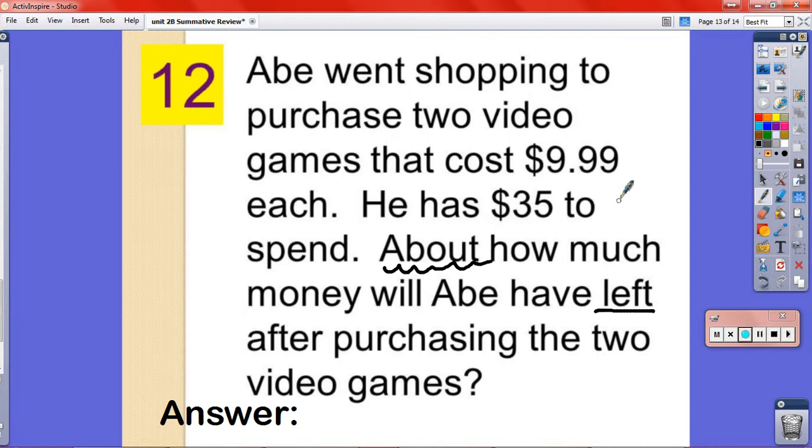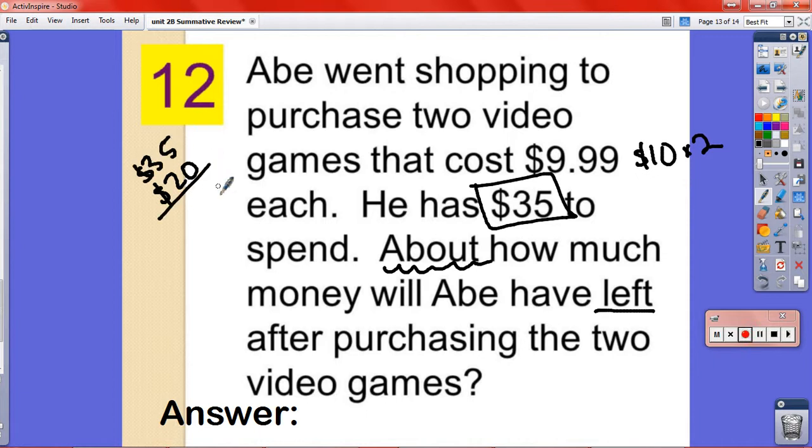So first, let's figure out about how much does he spend. Well, this is about $10 times 2, or 10 plus 10. Which is about 20, is about how much he spent. But then I want to know how much he has left. So that's, he has $35 to spend. $35 to spend minus $20 spent is about $15. So it should be around $15.